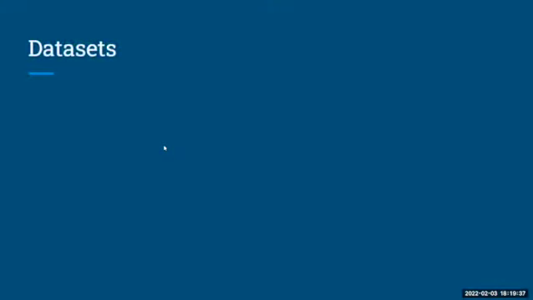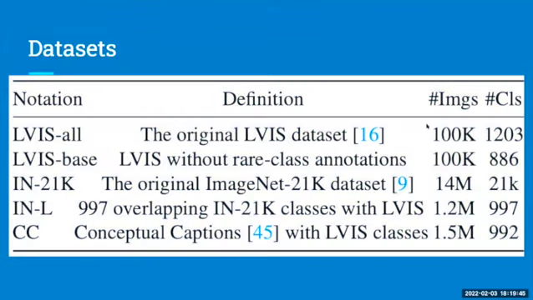So before I go into more details about the contributions of the paper, I would like to go over a few data sets that this paper uses. First of all, I already talked about LVIS, which stands for Large Vocabulary Instance Segmentation. It has about 1,200 classes for 120,000 images, and these images are divided into 3 categories: frequent, common, and rare, based on the number of training images. So when you see LVIS-all, it refers to all the images in the entire data set, so all 3 categories.